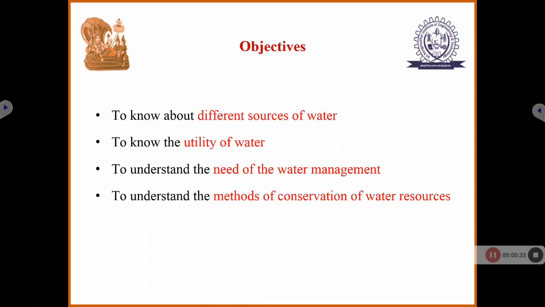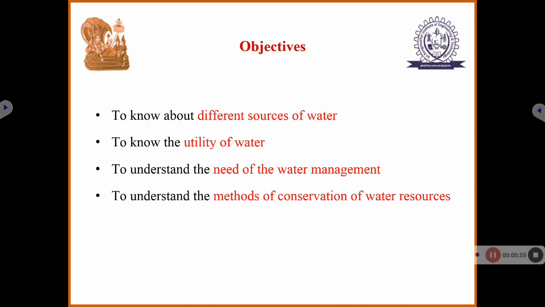The main objective of this topic is to know about different sources of water. We know that water is very essential to our day-to-day activities. For that, we need to know what sources are available on the earth's surface. Then only can we utilize that water more effectively and efficiently.